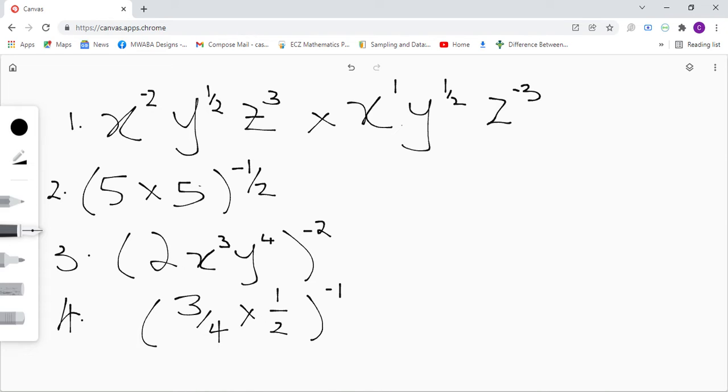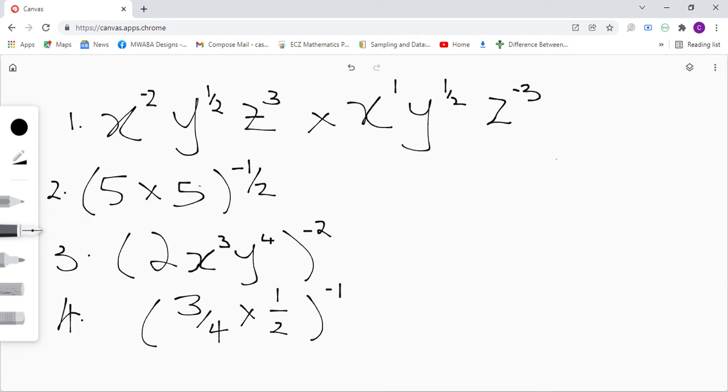Alright, so we've got 4 questions here. So let's go straight to them. So we have x to the power negative 2, y to the power half, z to the power 3 multiplied by x to the power 1, y to the power half, z to the power negative 3. Right, so let's go through it.